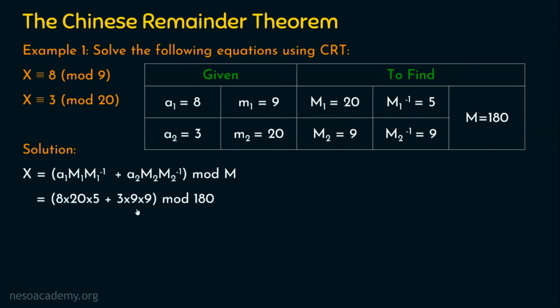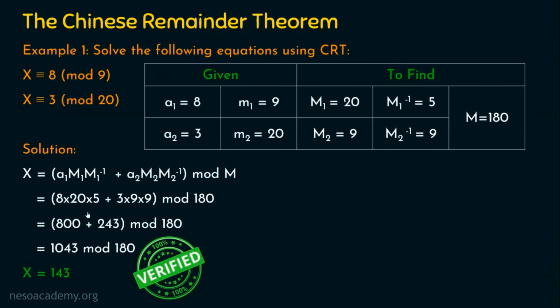We have all the required values on the table. So when we substitute the values and evaluate this expression, we get 1043 mod 180. Why 180? Because this is mod m, which is 180. So when we evaluate this, we get 143 as the value of x. It means 1043 when it is divided by 180, we get 143. When 143 is divided by 9, we get 8 as the remainder, and 143 when it is divided by 20, we get 3 as the remainder. So we have verified the final result also. So we have found out x is equal to 143.